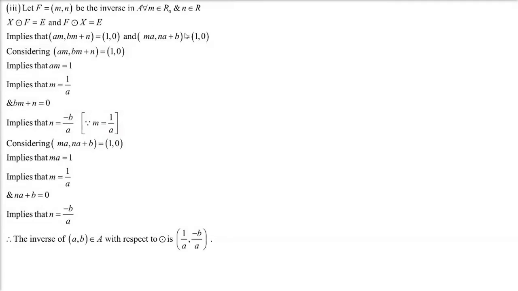The third part, we have to find out the inverse. In order to find out the inverse, if we have A and B, when we operate them, we should get E. But A and B we cannot take.